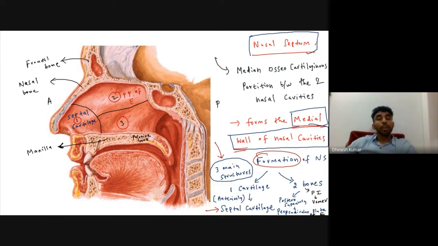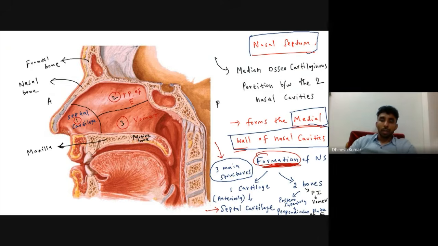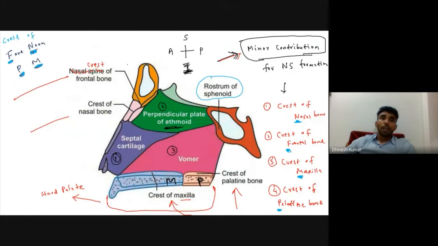Posterior-inferiorly, we have the nasal septum formed by one bone called the vomer bone. So that's what I have written here: the three main structures forming the nasal septum. Fine. Now let's talk about the minor contributions to the nasal septum.